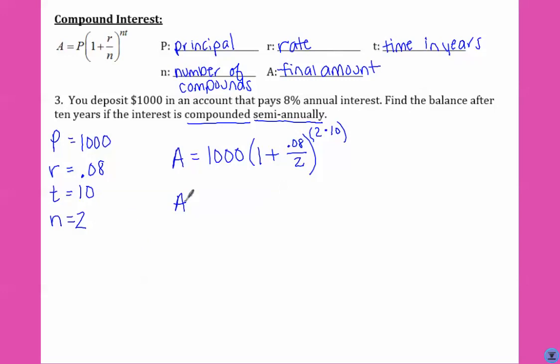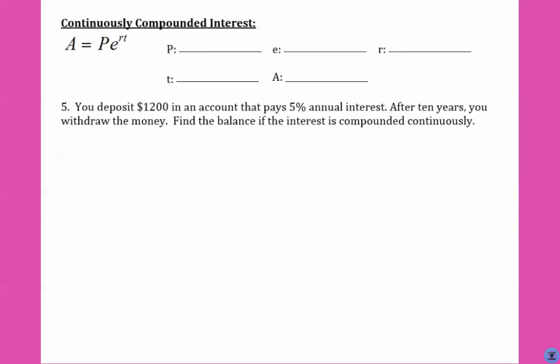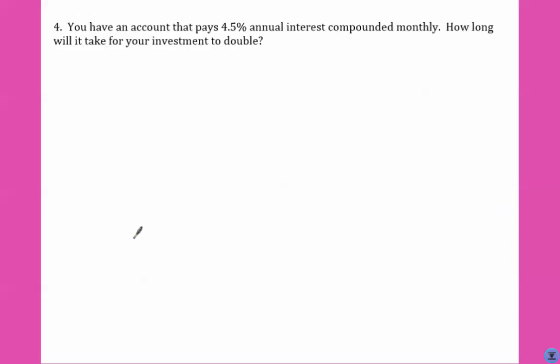So our final amount will be $2,191.12. Oops, too far. All right, our next one.